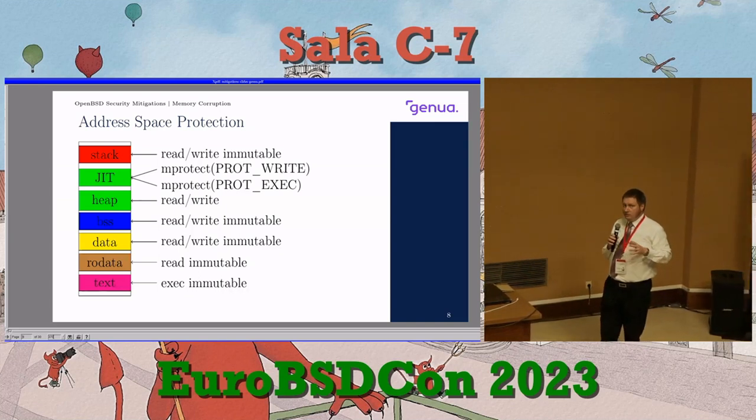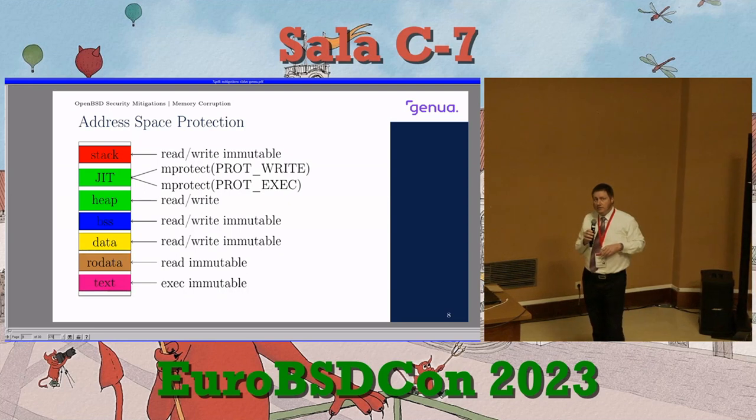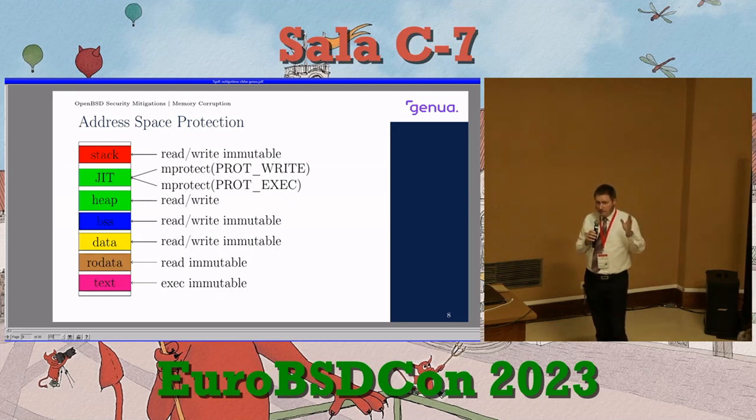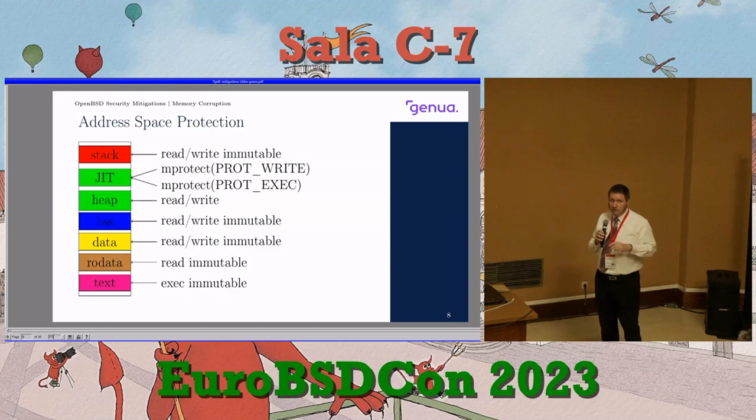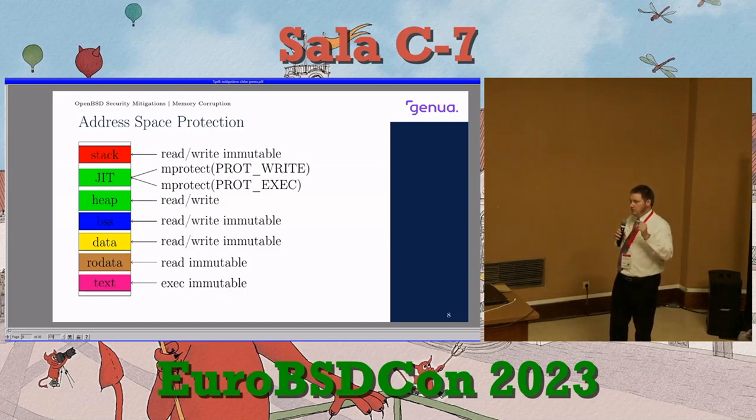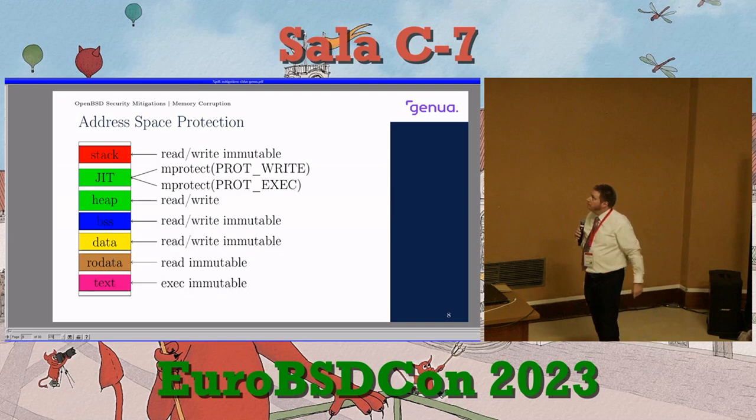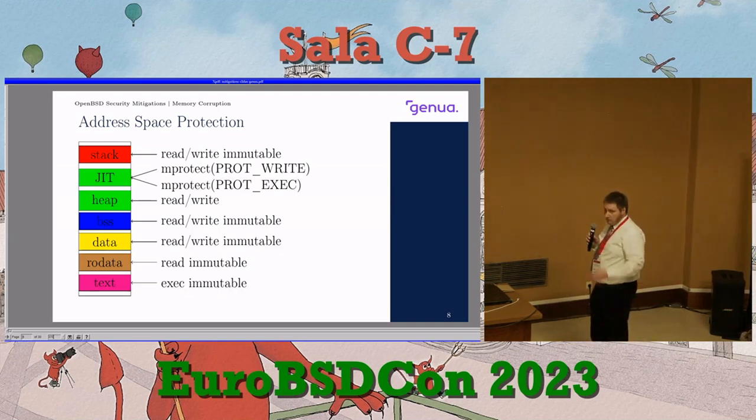They went for a while also for other operating systems with that, but they figured out that it takes 4% of performance. That's too much for the common Linux user. So on Linux, your Firefox has it mapped simultaneously writable and executable, and in OpenBSD, not. You have to make a system call to change between them. So the heap is readable and writable and not immutable because it's dynamic.